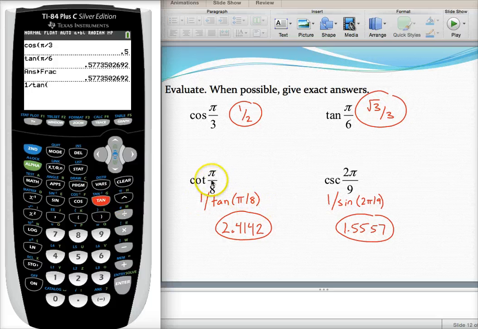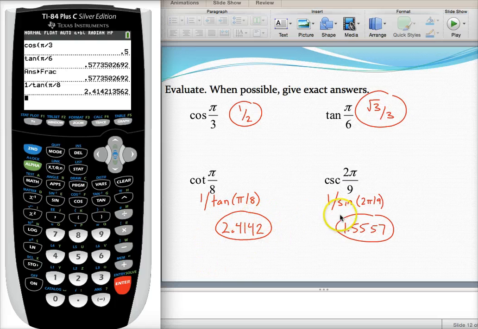That's the only way to do it. Some people know it's the reciprocal, so they try to flip 8 over pi, and that's always going to get you the wrong answer. You have to type in 1 divided by tangent of pi over 8. That's the only way to get cotangent. That will get you your approximate answer. Decimals are okay for these because they're not special denominators or special angles. So I always round off to 4 decimal places with these.